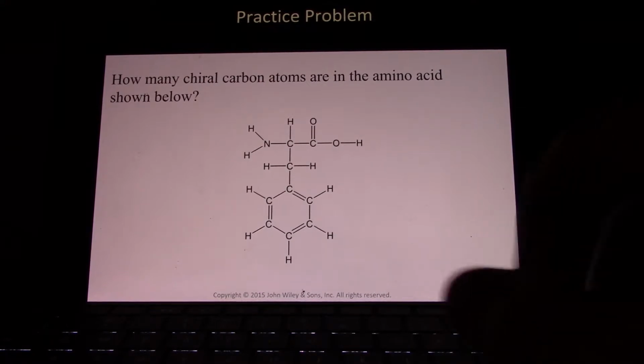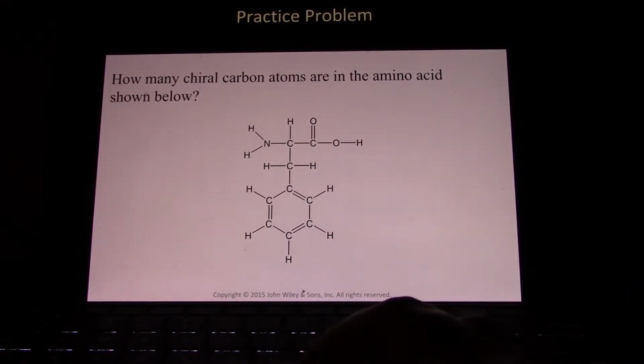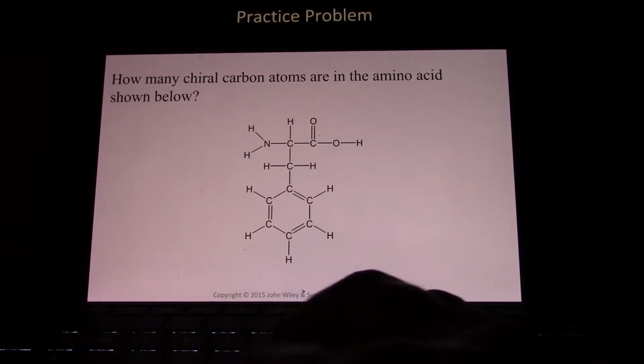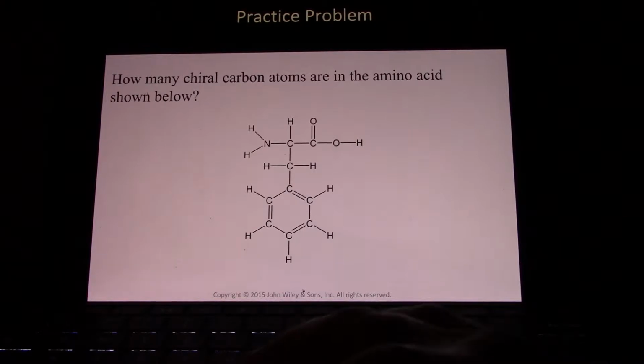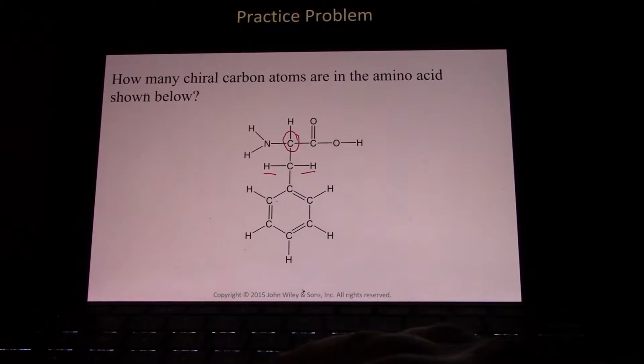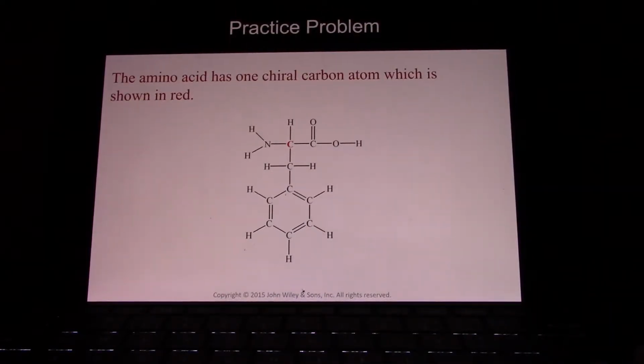How many chiral carbon atoms are in this amino acid? Well, let's look around. This one's not chiral. There's not four things on it. This one has a carboxylic acid, a hydrogen, an amino, and a big organic group. That's definitely chiral. This carbon has two hydrogens, not chiral. And these carbons do not have four things around it. So just one carbon was chiral with four totally different groups on it.